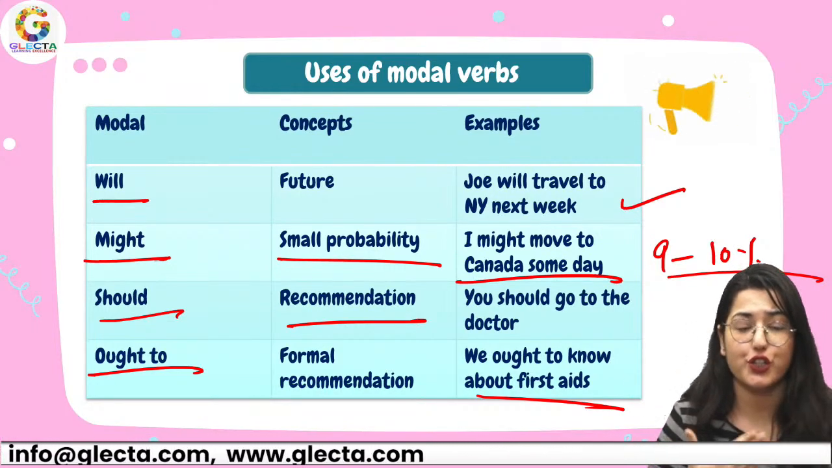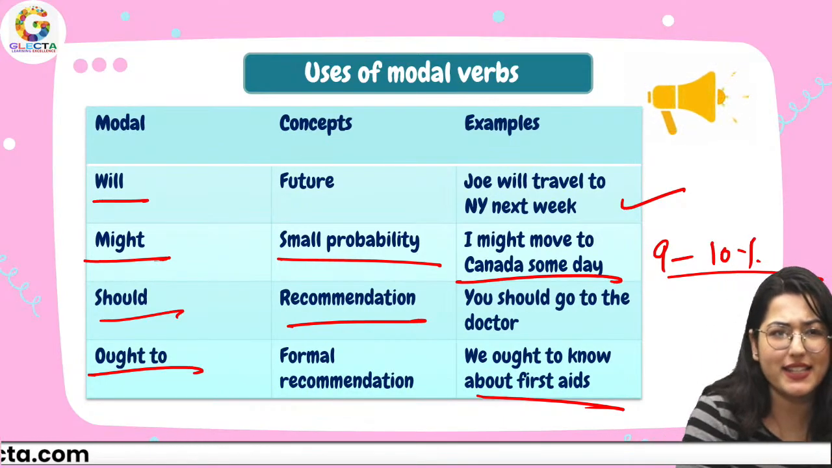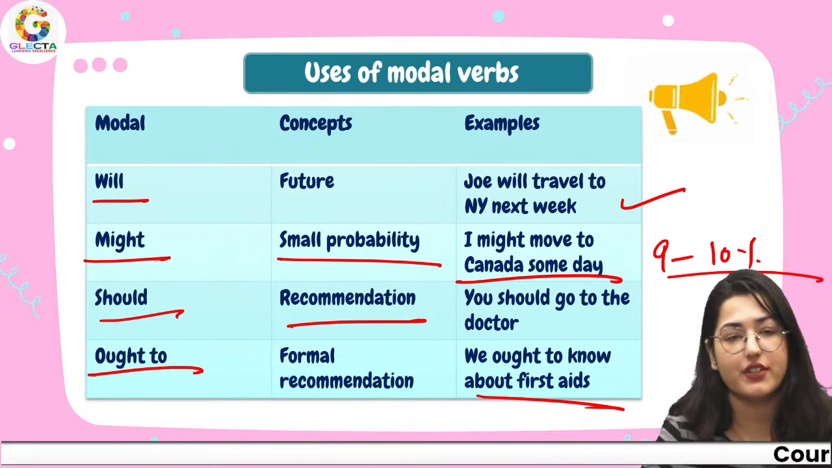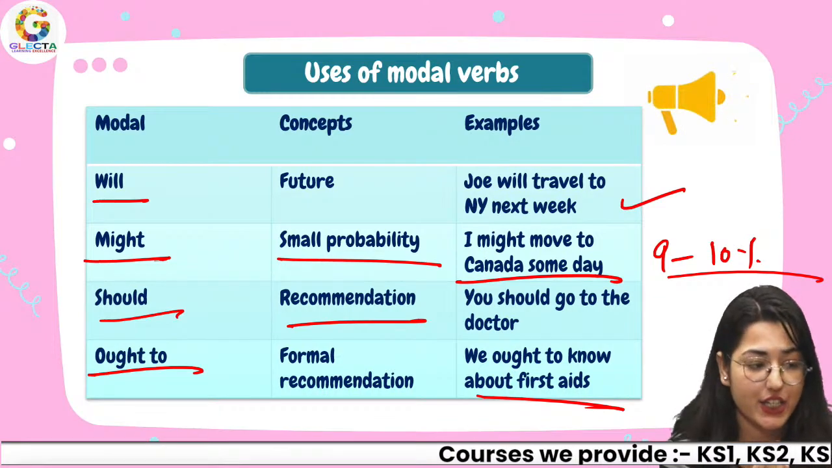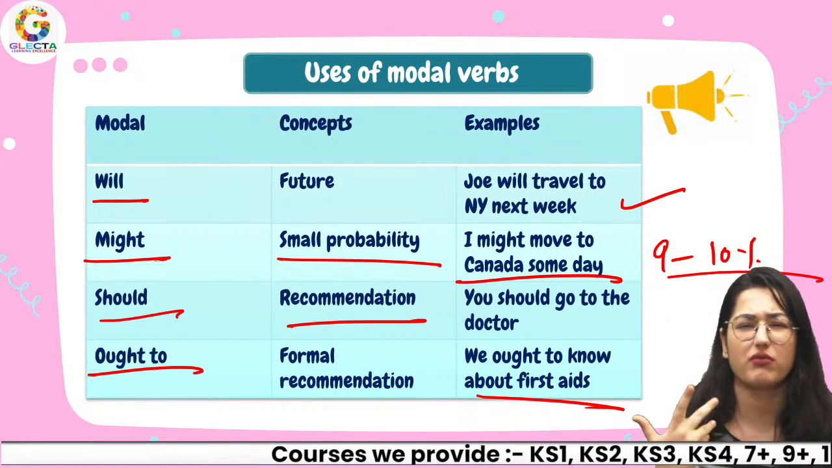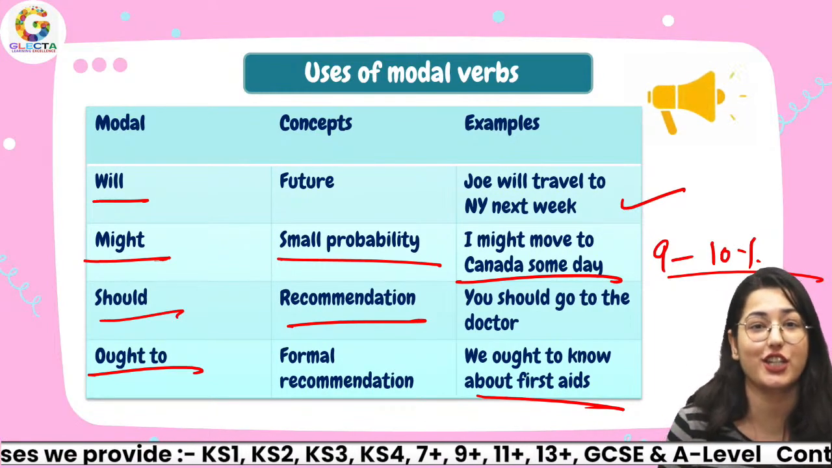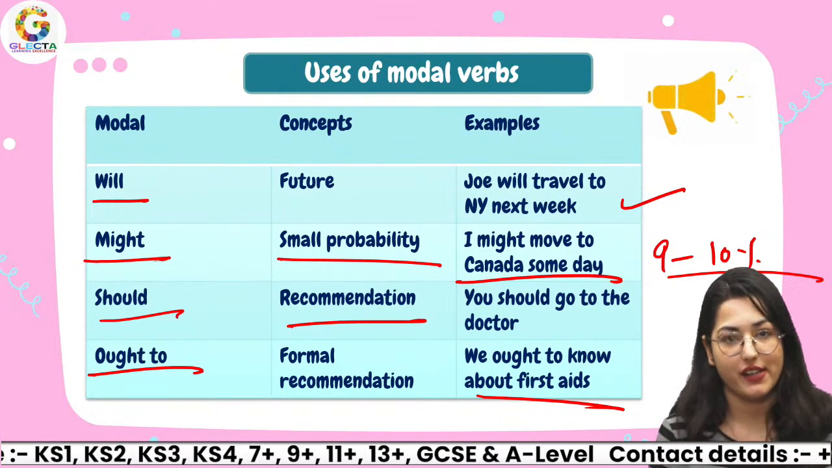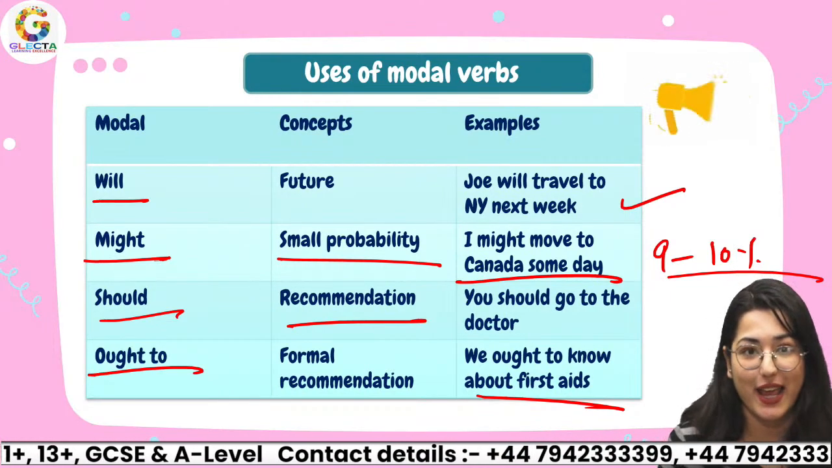Informal means if you're talking to your parents, your best friends, or your classmates, these are informal conversations. So you need to use ought to for formal recommendation, and you should just use should for the informal, like you should watch Netflix. You cannot tell your teacher you should watch Netflix, or tell your principal to do the same, right?